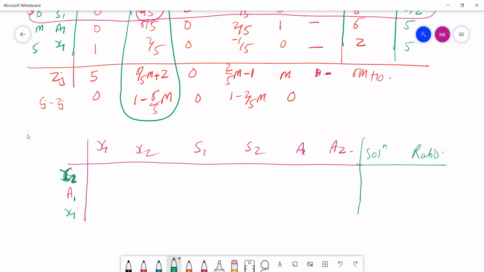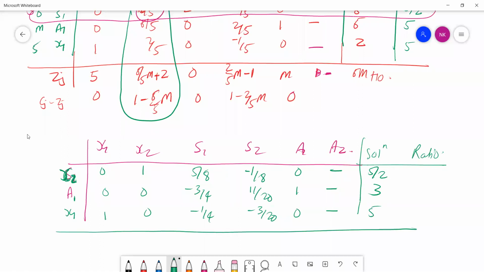Sir, for the first row it is 0, 1, then 5 by 8, minus 1 by 8, 0, and solution is 5 by 2. A1 is 0, 0, minus 3 by 4, 11 by 20, and 1, and solution is 3. X1 is 1, 0, minus 1 by 4, minus 3 by 20, 0, and solution is 5.